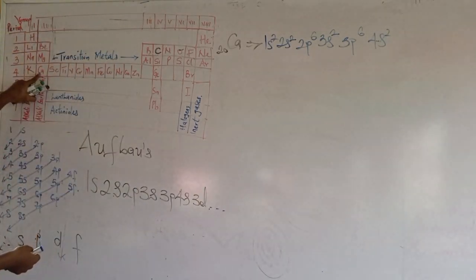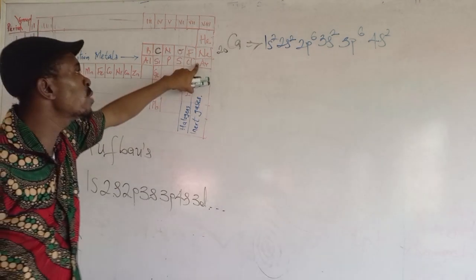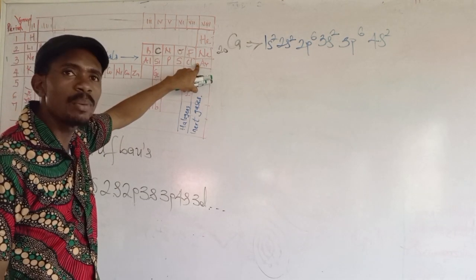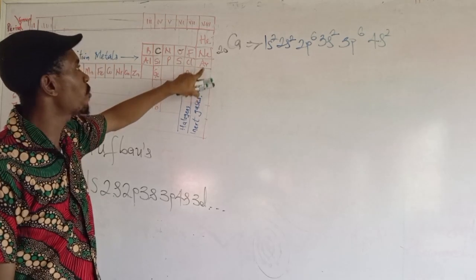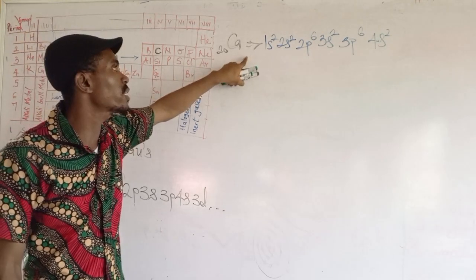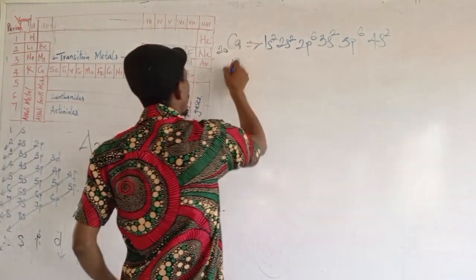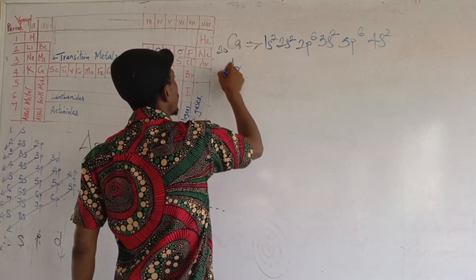This is calcium, 20. If you check, the 18th element is argon, which is stable. So we can use the structure of argon to configure calcium. How do we do it? This is argon. Argon is 18.